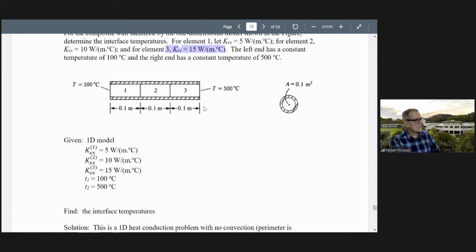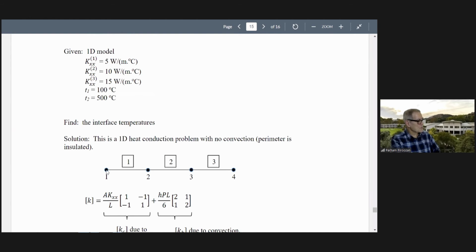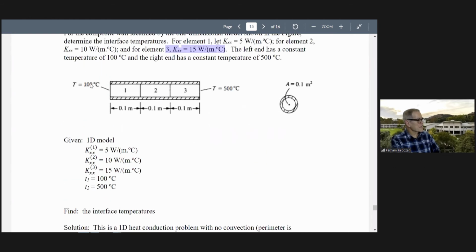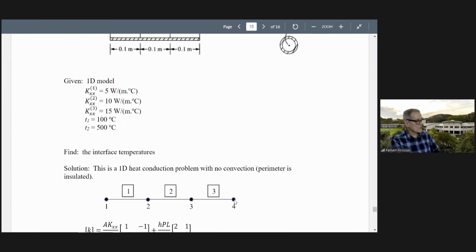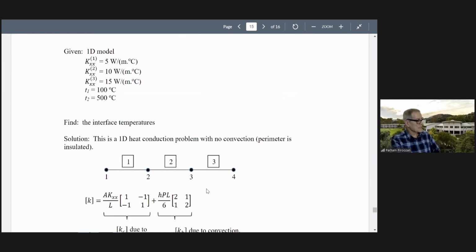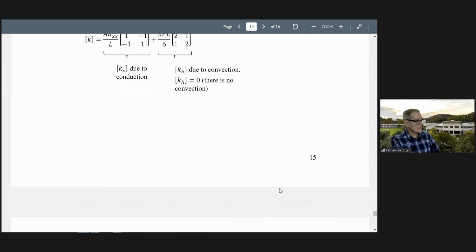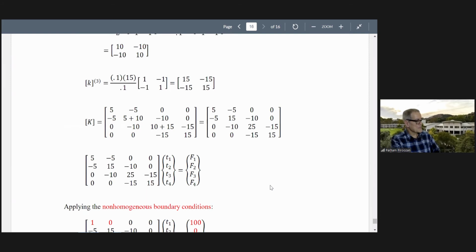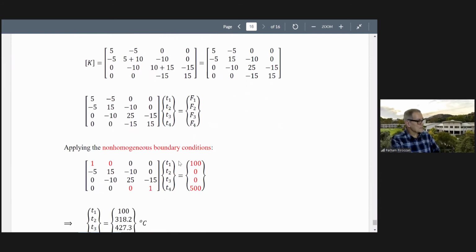Temperature at either end. Yes, the temperature at this end, at node 1, is 100, and at node 4, it is 500. So these are the degrees of freedom, the boundary conditions, we need to apply here. Which means we have to correct this here.